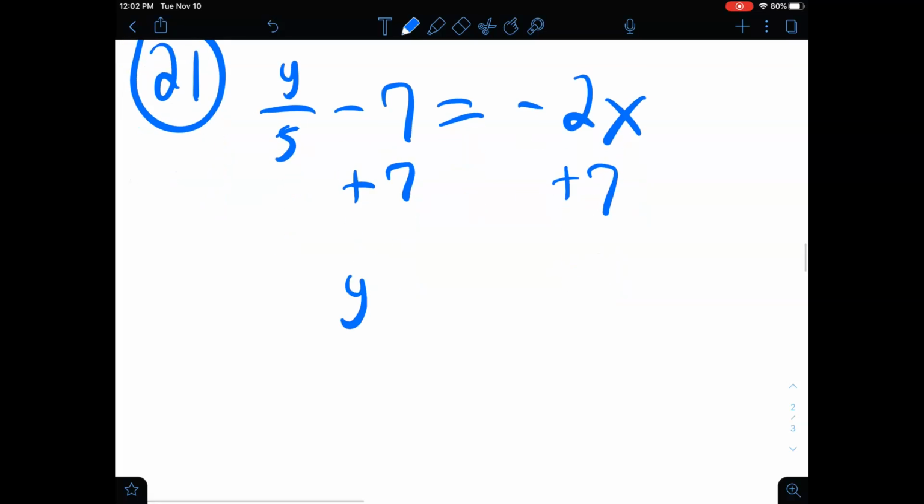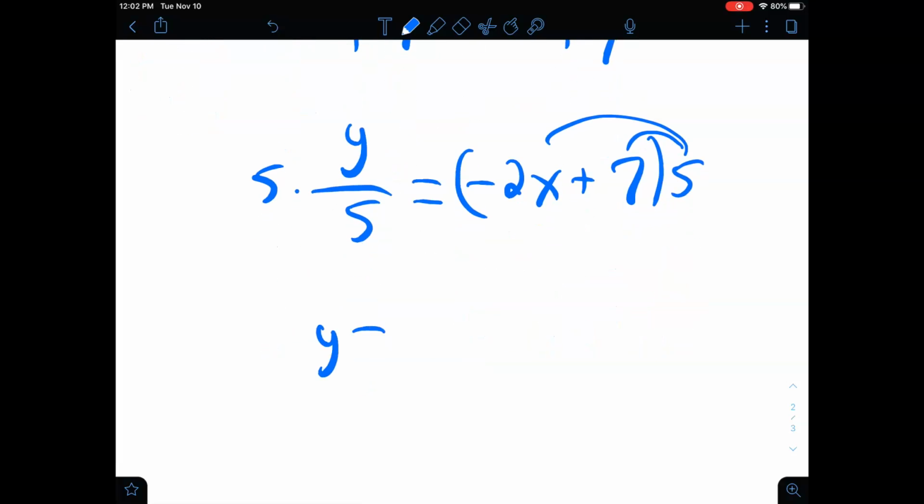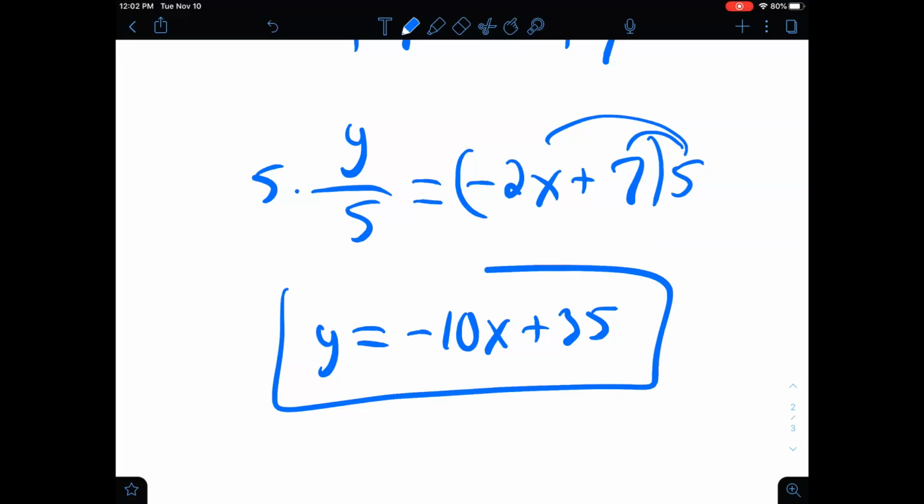We're going to get y over 5 equals negative 2x plus 7, not 5x, because 2x and 7 are not like terms. And what's the last step to solve for y? We're dividing by 5, so we're going to multiply both sides by 5 and distribute over here. So y is going to be equal to negative 2x times 5 is negative 10x, and 7 times 5 is positive 35. And there's our answer.